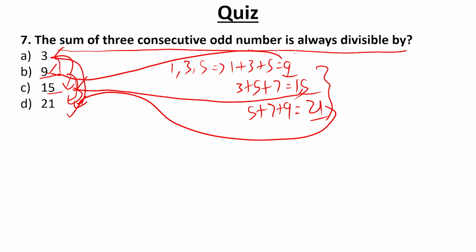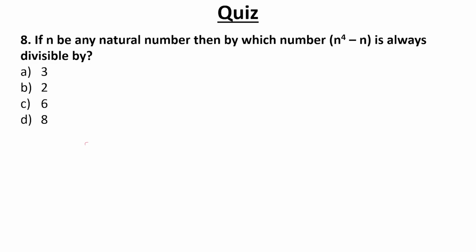So here the common divisor is 3. That means all these values can be divisible by 3. So our answer is 3. A is the right answer. I hope you understand this. Moving on to the next question.